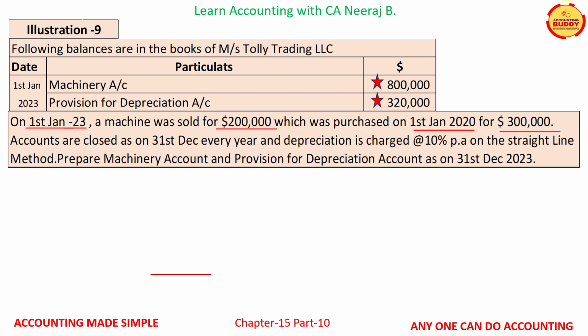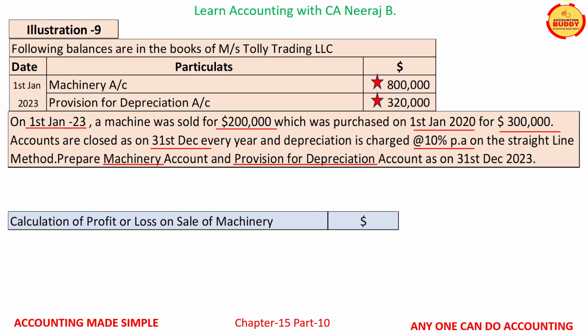Accounts are closed as on 31st December every year, and the depreciation is charged at the rate of 10% per annum on the straight line method. Prepare machinery account and provision for depreciation account as on 31st December 2023.